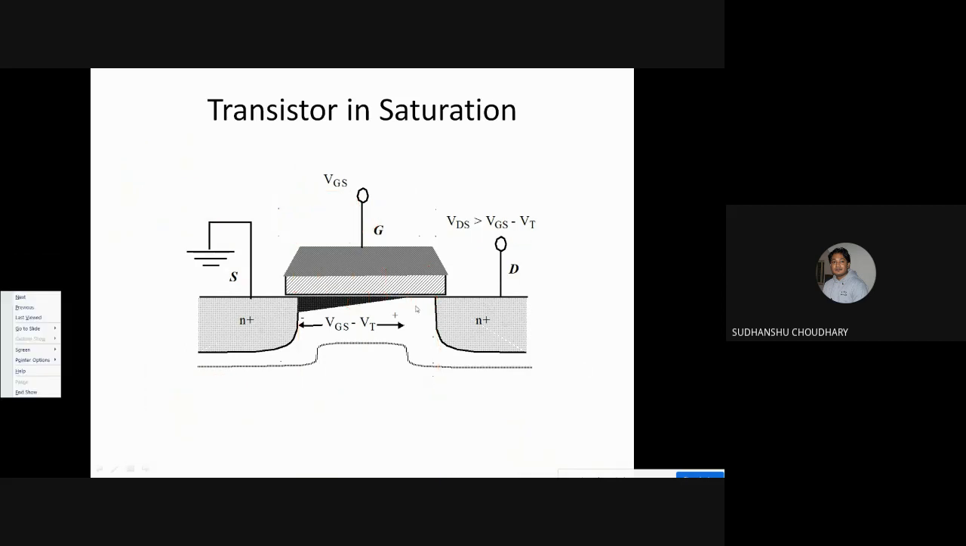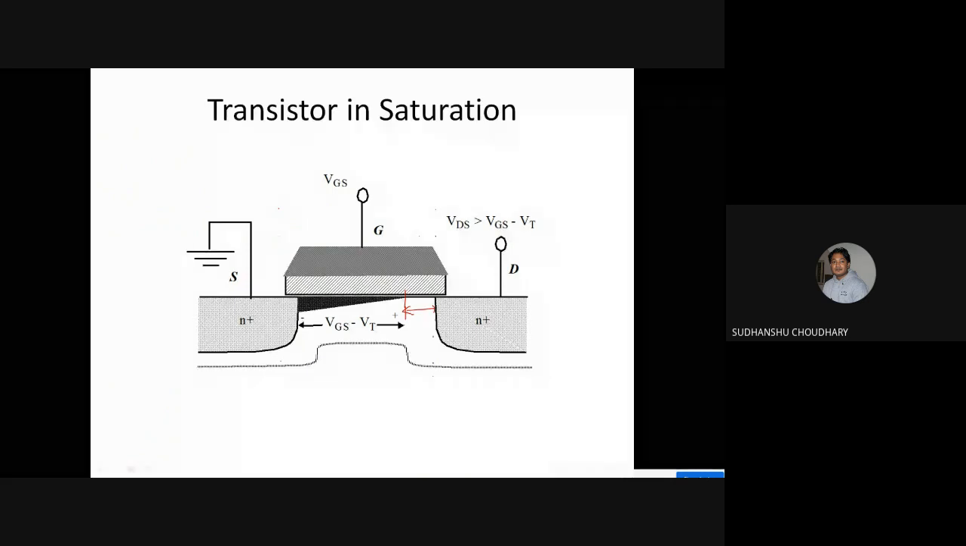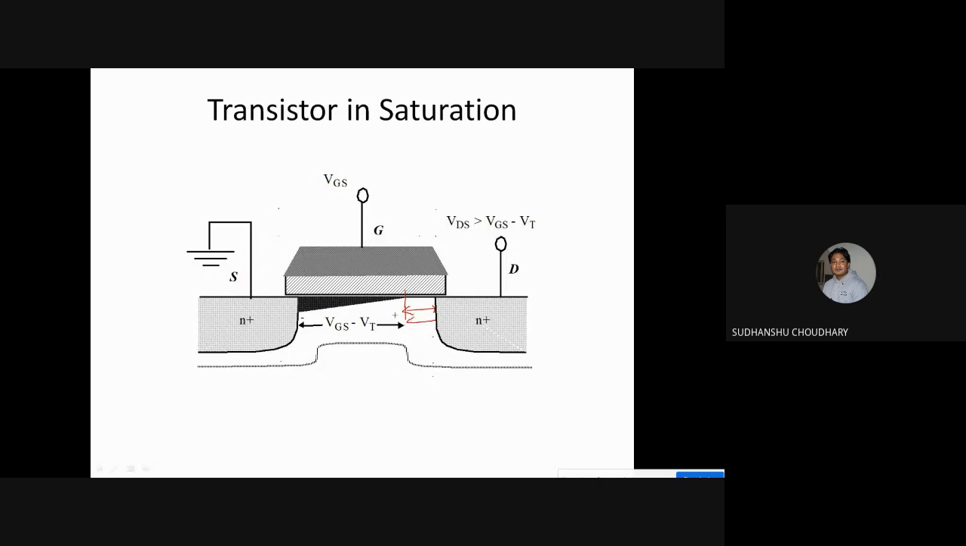So the channel is pinched off at this point, so that means there is no channel. That means there is no channel here in between. Okay. And if there is no channel, then how will the current be there between drain and source? How will the electrons move from the channel to the drain side if there is no channel?